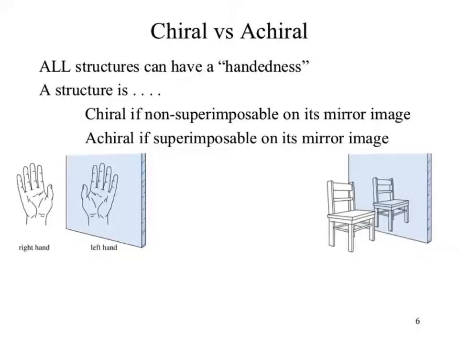Because of that handedness, we then create these definitions. You end up with chiral and achiral. Chiral references things that really have a handedness, a right and a left hand. The definition is that we have non-superimposable mirror images. So if I take my right hand and draw its mirror image, which would be my left hand, and then try to superimpose them, I would see that they can't superimpose.